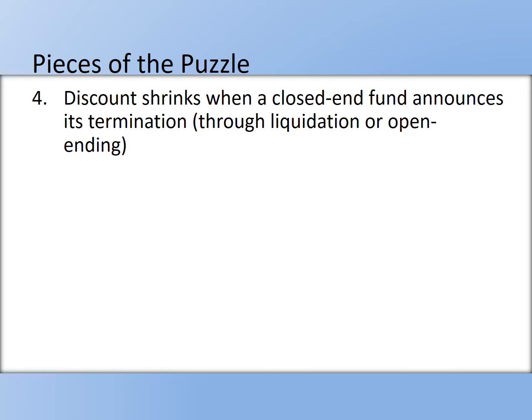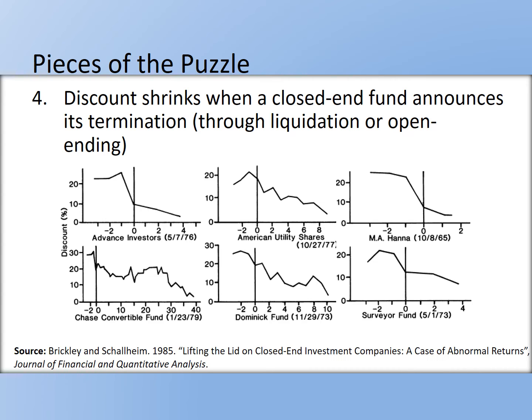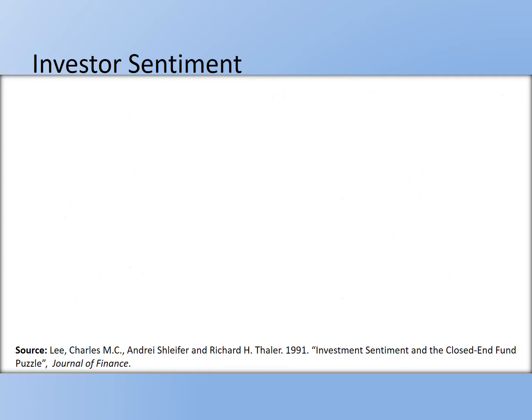And this discount shrinks or even disappears when the fund goes open-ended. So if I now allow you to redeem the underlying asset, then the discount disappears. So these are diagrams showing that. The vertical line is when the fund announced that it's going open-ended. Just to conclude, to explain the closed-end fund puzzle, you can use this model of noise trader risk.